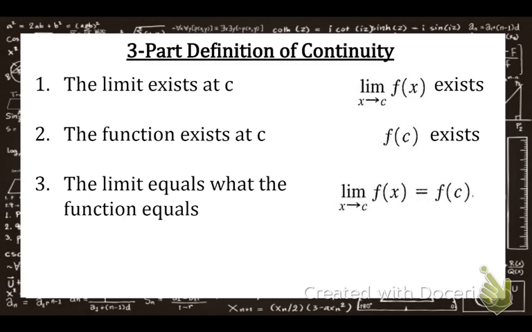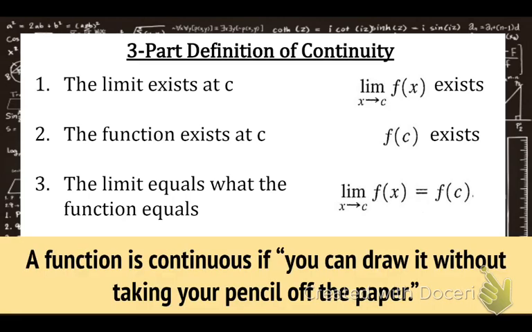We talked about the definition of continuity, that in order for a function to be continuous at a point, the limit needs to exist at that point, the function needs to exist at that point, and the limit and the function need to be equal to each other at that point. And our layman's term definition of continuity was that if you can draw the entire function without ever taking your pencil off the paper, then that function is continuous.